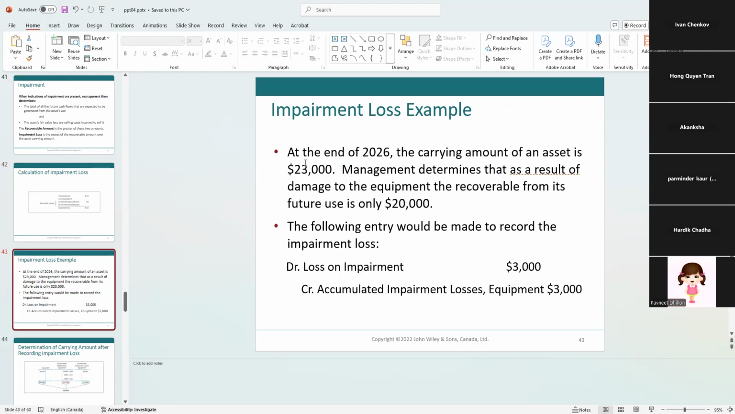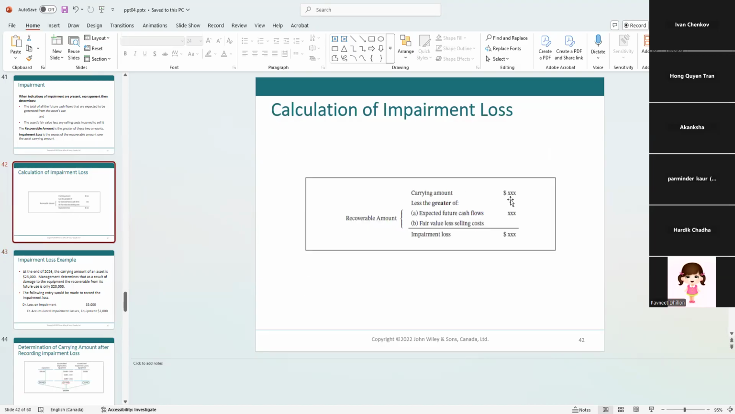So in this case, at the end of the year, the carrying amount of the asset is $23,000. Management determined that as a result of damage to the equipment, the recoverable amount is only $20,000. So here we have a carrying amount of $23,000 and a recoverable amount of $20,000. Now in that case, we have an impairment loss.